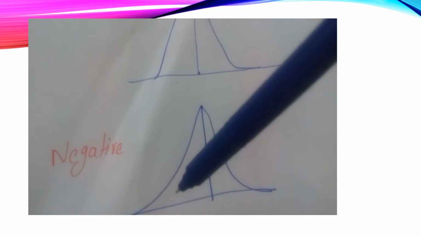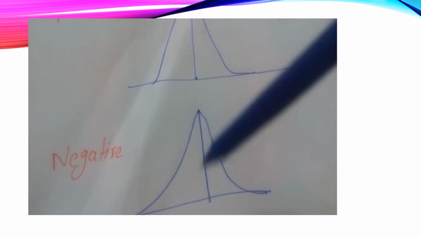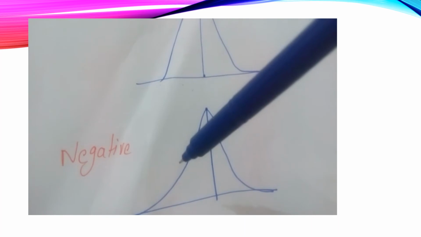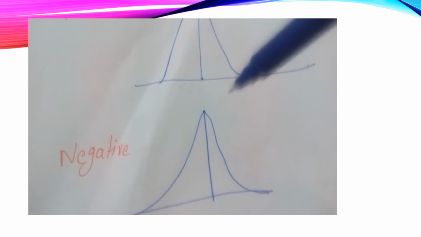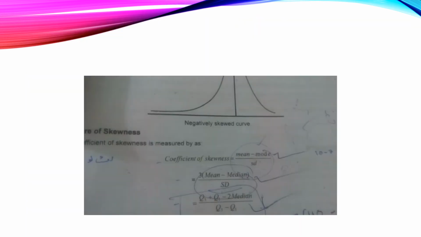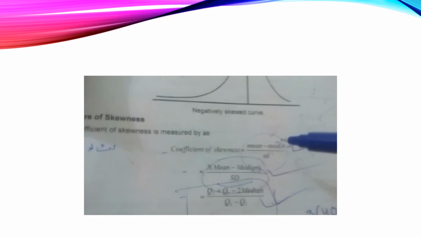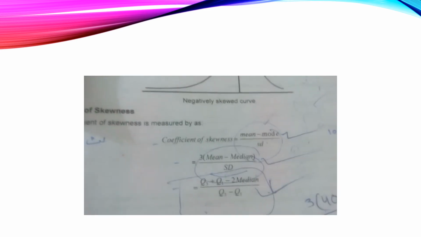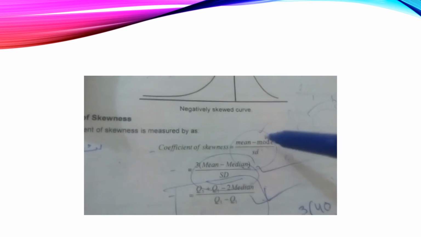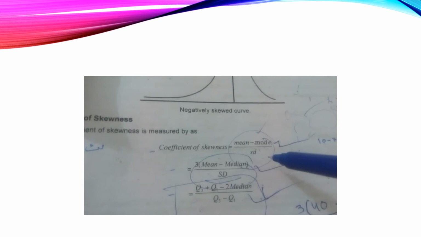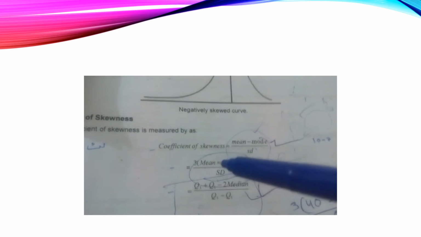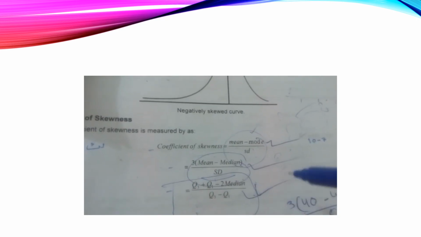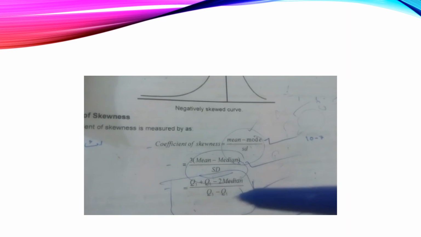If the left side of the curve is larger than the right side, then it is called negative skewness. In negative skewness, or the negative skewed curve, the mean is less than median and mode. Coefficient of skewness. These are the three formulas used when calculating the coefficient of skewness: mean minus mode divided by standard deviation; 3 multiplied by mean minus median divided by standard deviation; and q3 plus q1 minus 2 median divided by q3 minus q1.